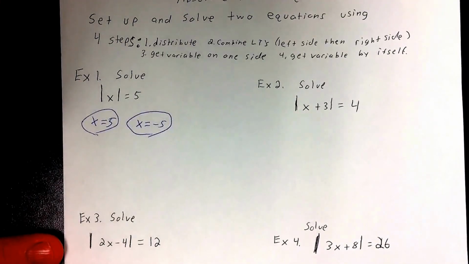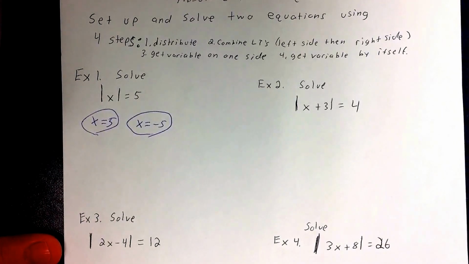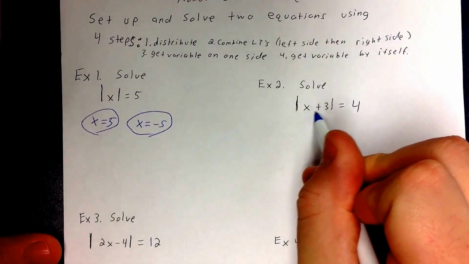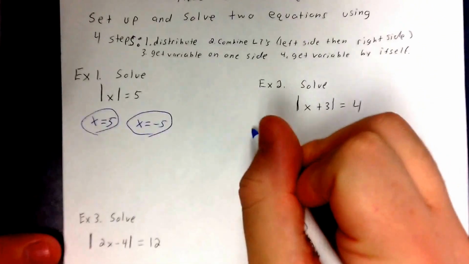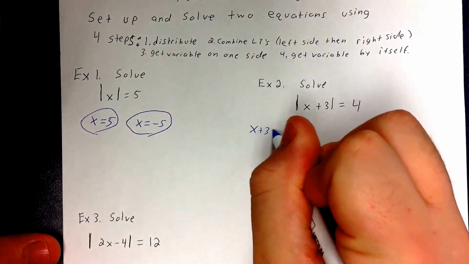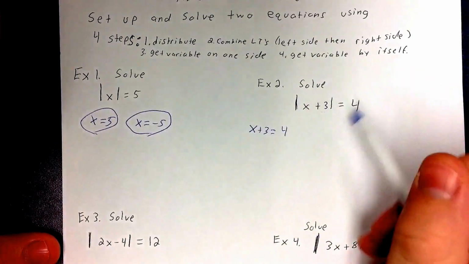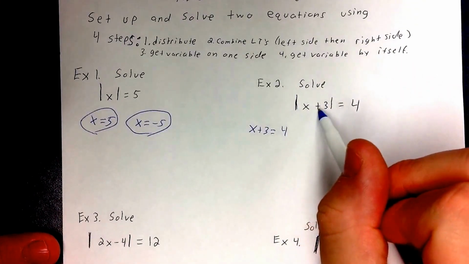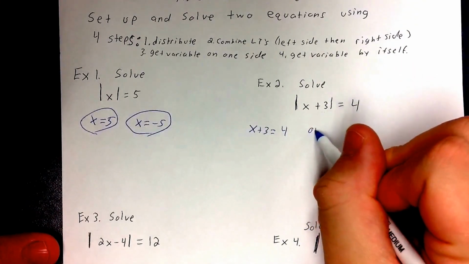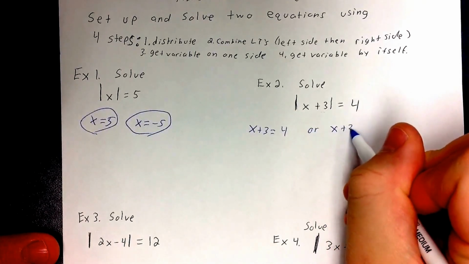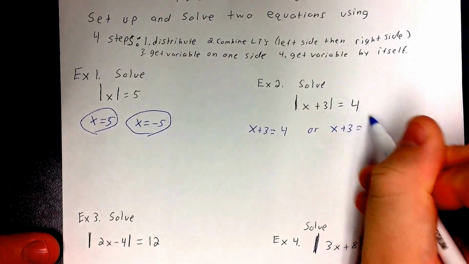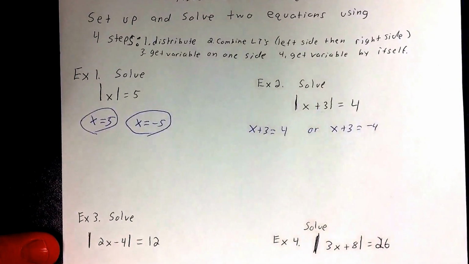Now if we look at example 2, it's the absolute value of x plus 3 equals 4. That may not be as obvious to some of you. So what we do is we take what's inside the absolute value, so x plus 3, set it equal to the number 4. Now we also know the absolute value of -4 is 4, so we also have to set what's inside equal to the opposite of this number, so -4.